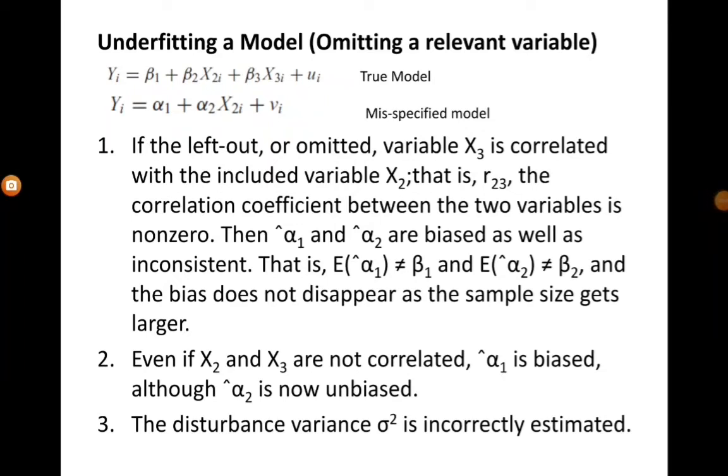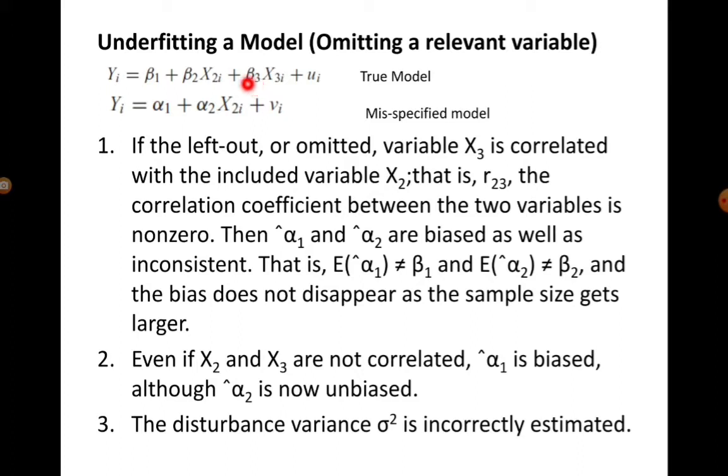The first specification error that we are going to discuss is that of underfitting a model. Underfitting a model basically means omitting a relevant variable. For this discussion, we are taking this example where the first equation represents the true or correct model. So you have yi is equal to beta 1 plus beta 2 x2i plus beta 3 x3i plus the error term. So we have two explanatory variables, x2 and x3.